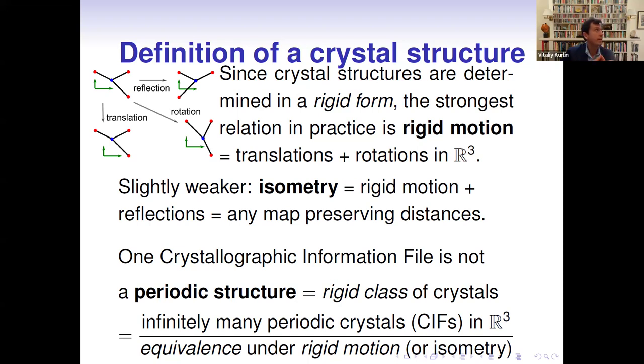And conventional representations might be considered as standardized representations such as the passport photo. So yes, of course, any person or any object would have a standardized photo as in a passport or many other photos, but the underlying structure can be or even should be considered as a class of all crystals equivalent to each other under the strongest relation, rigid motion, or only slightly weaker under isometry. So mathematicians would consider a periodic structure as a class of all equivalent representations of periodic crystals, equivalent under rigid motion.